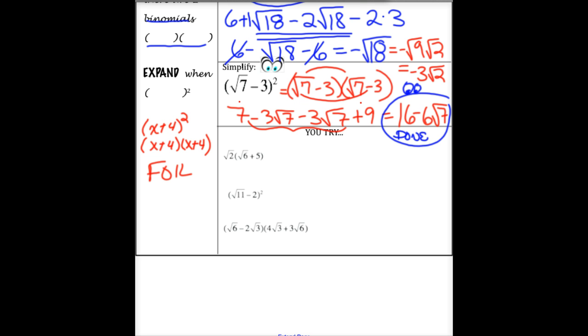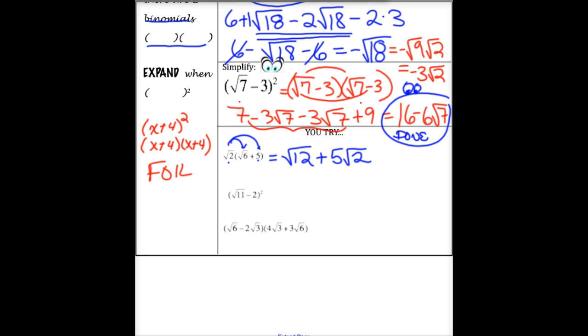Although it says you try for these, because I've made kind of a long video here and I want you to get to the homework, I'm going to do these ones with you. So let's go really quickly. What do I do when this is outside? I distribute it in. Gives me root 12 plus, not root 10, because one's in, one's out. So I write it that way, out, in.